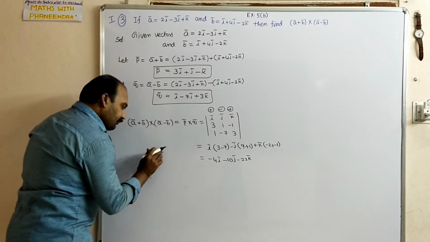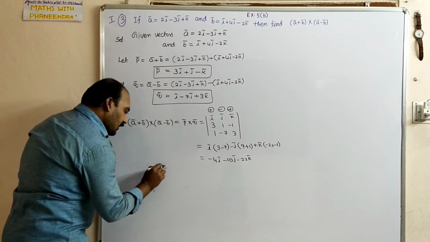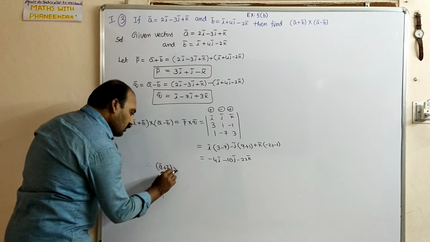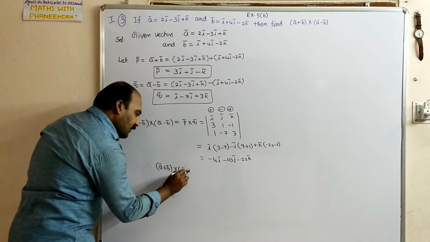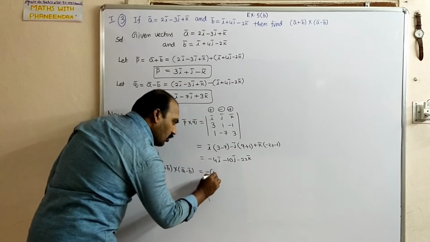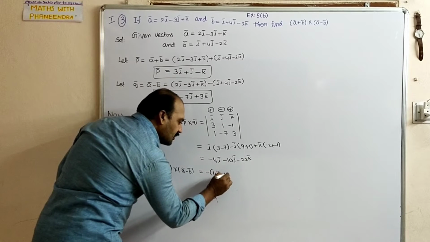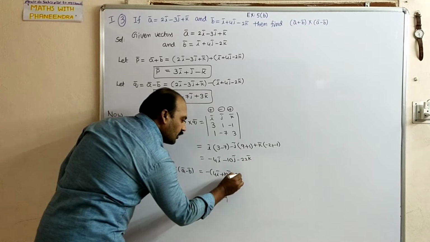Therefore a bar plus b bar cross a bar minus b bar equal to, minus you take common 4i, even 2 also if you want you can take out common, plus 10j plus 22k.